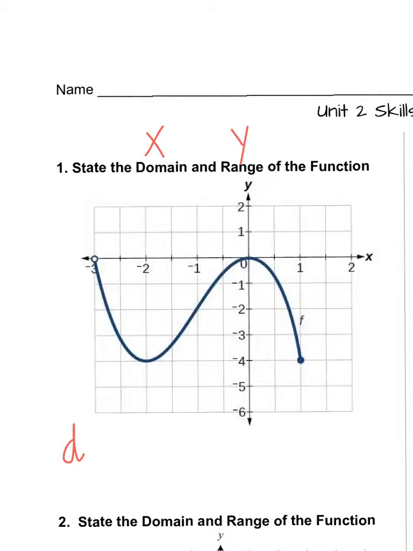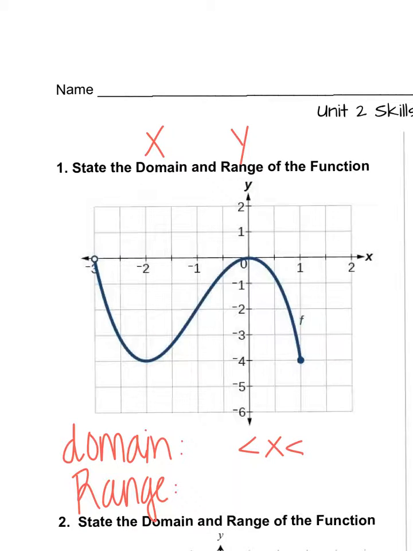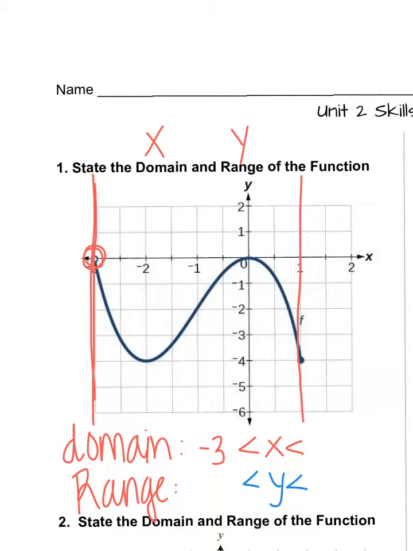Whenever we begin writing, we always write it the same way. So domain begins with X, range begins with Y. For domain, we're going to go from left to right. So our furthest left is -3. Notice that there's an open circle at -3, so we will not put equal to. And to the right is +1, and it's a closed circle, so we would put or equal to 1.